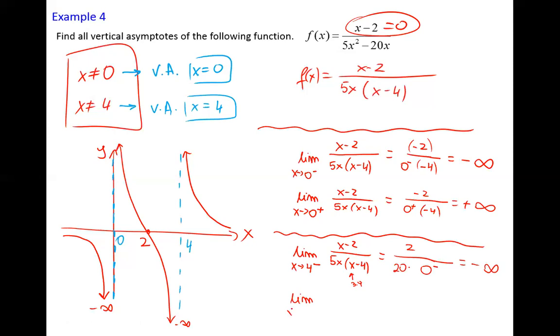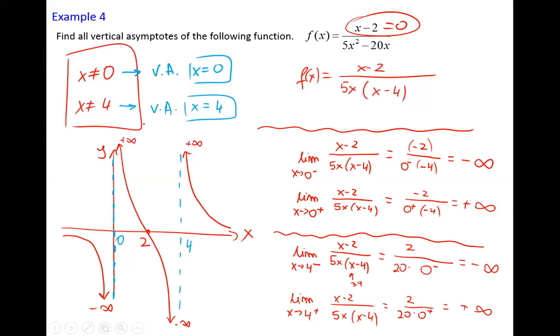And on the right-hand side, as x approaches 4 from the right, (x minus 2) over 5x(x minus 4) will give me 2 over positive 20. 4 from the right-hand side is like 4.1, minus 4 will give me 0, but positive. And this will be positive infinity, and it is positive infinity, also this one.